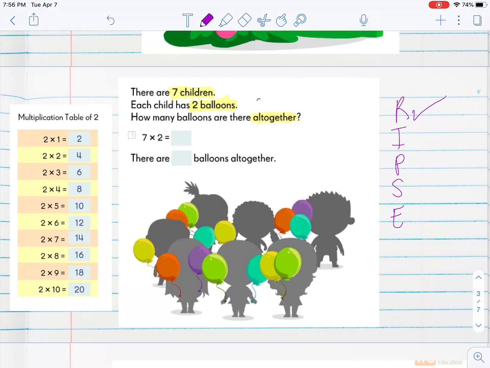I know all together tells me I'm going to add or multiply. Because I have equal groups, each of them have 2 balloons, I'm going to multiply here. Okay? So I have 7 children with 2 balloons in each. Okay, I've investigated this. To plan this, I'm going to draw out 7 groups. And I'm going to put 2 balloons in each group.